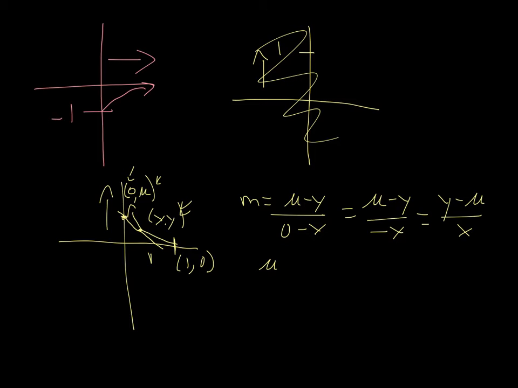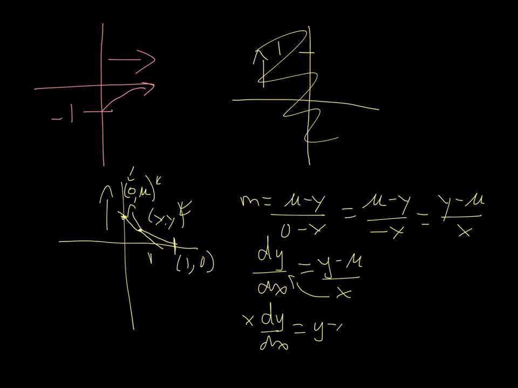This is dy dx, right? So the slope is dy dx. That's m. It's equal now to y minus u over x. And if we rearrange that equation, we can bring the x and multiply it by this. So we'll have x times dy dx equals y minus u, like that.